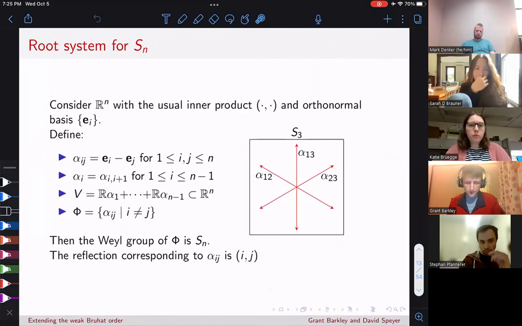Okay, so let's look at the symmetric group. We've already looked at the S3 root system a lot, so let's do a more general setup. We can define the root system inside R^n with the usual inner product and an orthonormal basis. So if our orthonormal basis is these e_i's, then we can define a vector called alpha_ij, which is defined to be e_i minus e_j. So just the difference between our basis vectors.